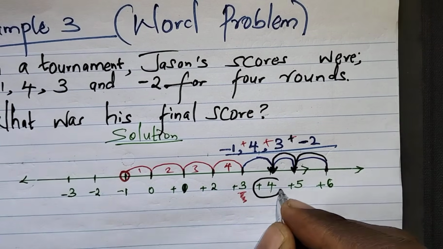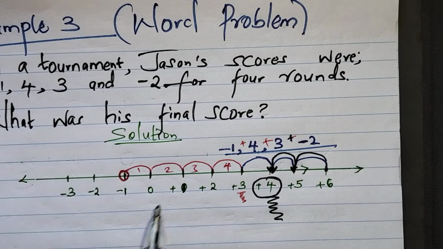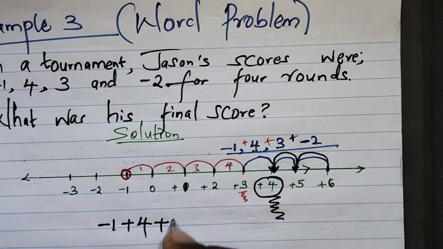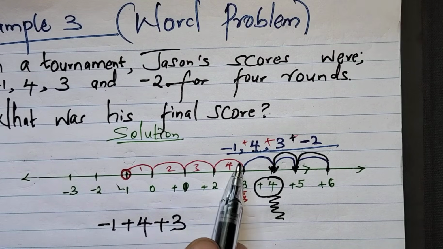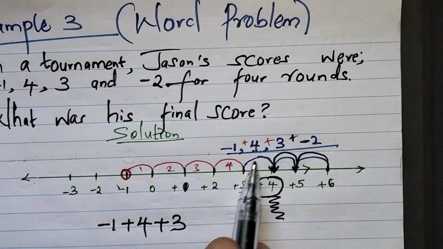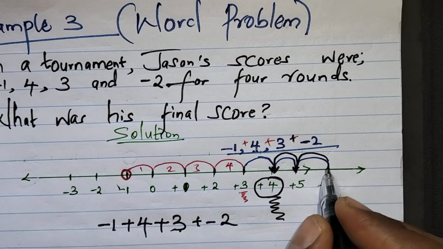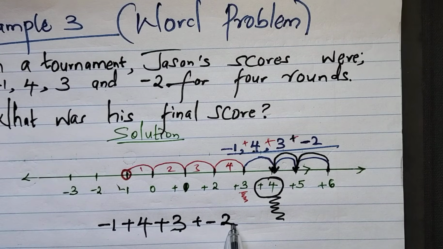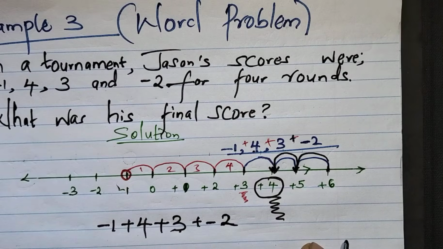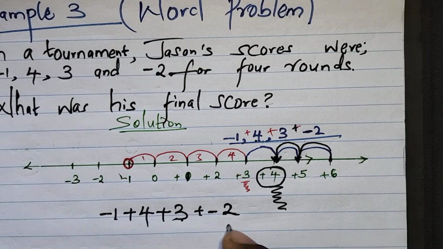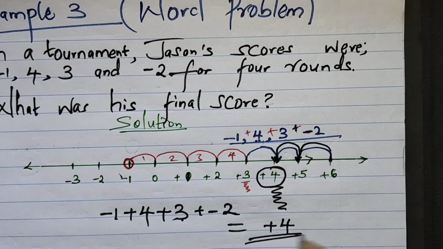So the first thing we did is negative 1 plus 4 steps. Then we added another 3. The red represents the first 4 steps. Then the blue that you can see is 3 steps towards the right still, and plus negative 2. Now the black one represents the 2 steps moving towards the negative direction, or towards the left hand side. So it means negative 1 plus 4 plus 3 plus negative 2. The answer is positive 4.